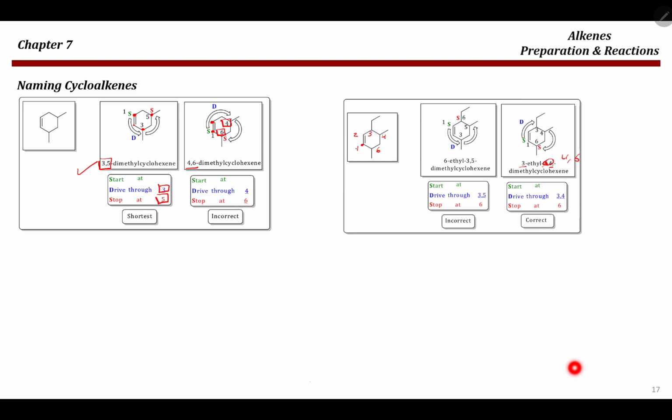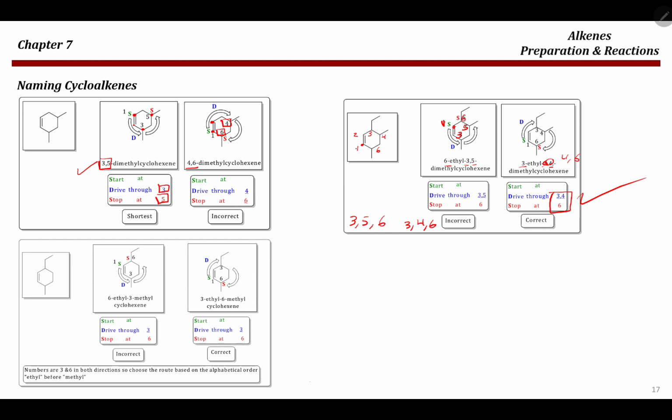So 4 and 6. The other option is to start numbering from this carbon here. So this is 1, which means that this is going to be 3, this is 5, and this is 6. So I have the option of having 3, 5, 6 versus 3, 4, 6. Which one is a smaller set of numbers? This is a smaller set of numbers, 3, 4, and 6. That's why this is going to be the correct one.